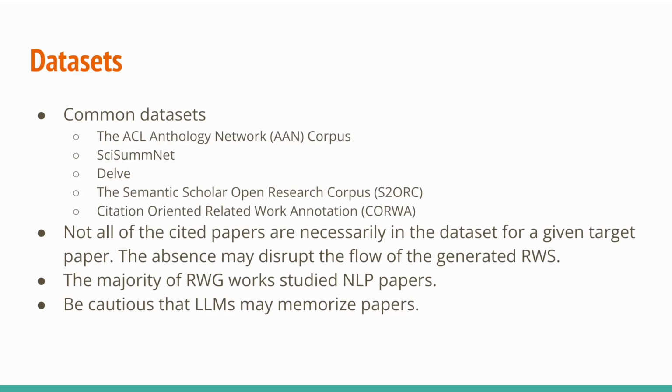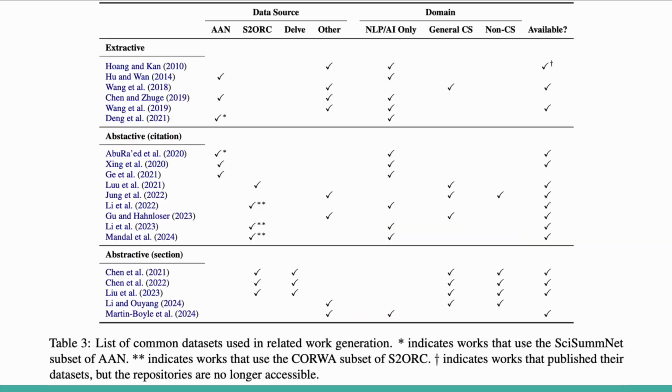Some common datasets used for related work generation are ANN, SciSubNet, Delve, Stork, and COA. Note that not all of the cited papers are necessarily in the dataset for a given target paper. Absence may disrupt the flow of the generated related work section. The majority of the related work generation works studied NLP papers rather than papers in other subjects. Finally, future practitioners should be cautious that LLMs may memorize the papers in the past. Figure 3 lists common datasets used in related work generation works.